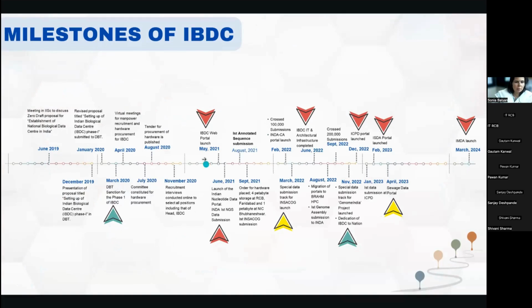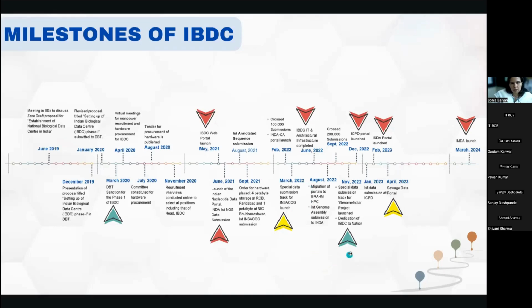And then in May 2021, we launched the IBDC web portal. And again in June 2021, the Indian Nucleotide Data Archive, the first portal of IBDC, was launched. Further, we have supported projects of national relevance, for example INSACOG, and made a special track for COVID genomes at IBDC in March 2022. Then we shifted to the new building, which I have just shown, in June 2022, and we started the operations from this new infrastructure.